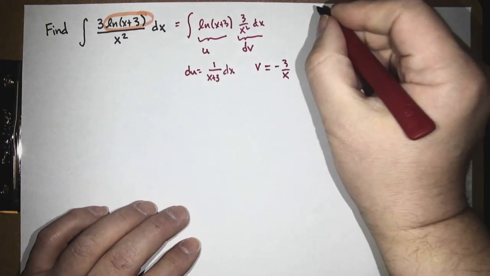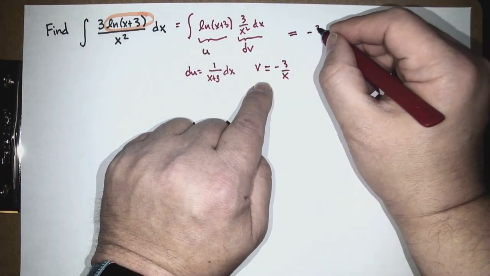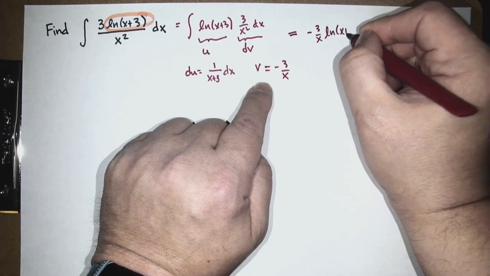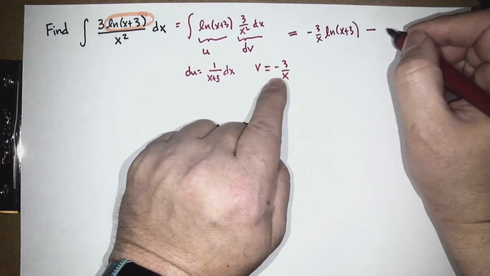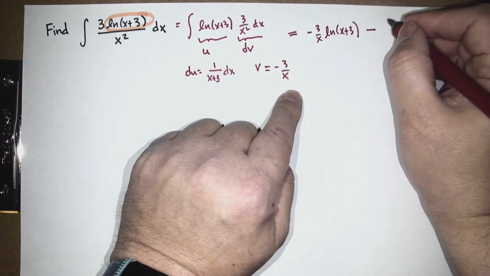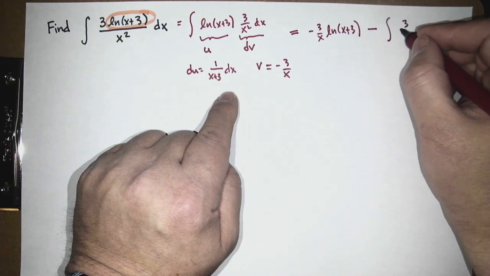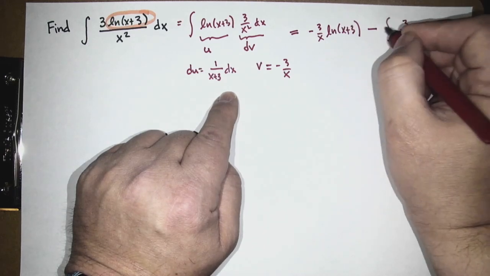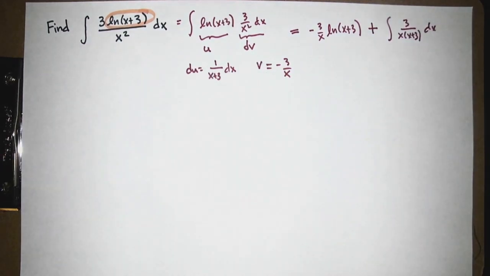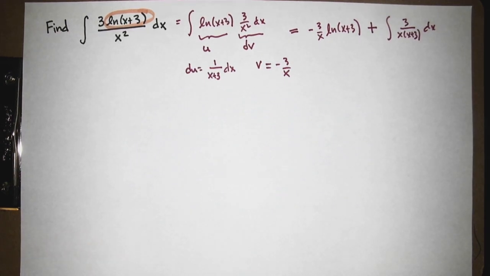Okay, so according to partial fractions, we have uv, so minus 3 over x, log x plus 3, subtract the integral of v du. Well, minus, there's another minus, so this will end up becoming a plus in a second here. But when I multiply these together, we really have a 3 over x times x plus 3. And again, because there's a minus, I'm going to go ahead and put that out front. All right. So that's one round of integration by parts.